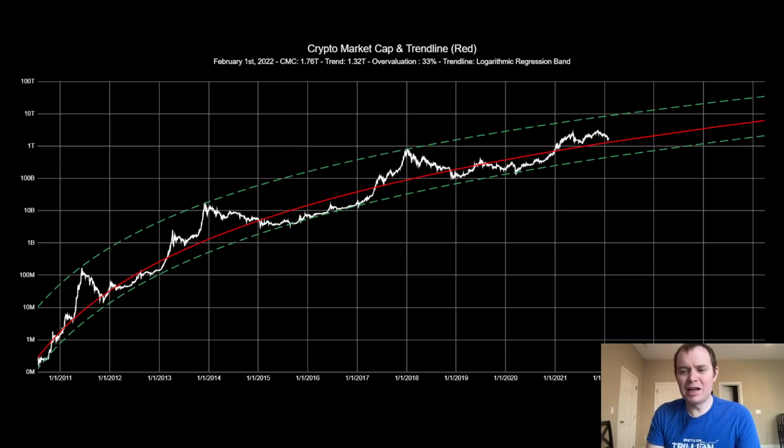Now, with that said, where are we today? Well, as of February 1st, 2022, the total crypto market capitalization is coming in at a very modest 1.76 trillion, with the fair value logarithmic regression trend line coming in at a more humble 1.32 trillion. Thus, this represents a slight overvaluation of the asset class of approximately 33%.